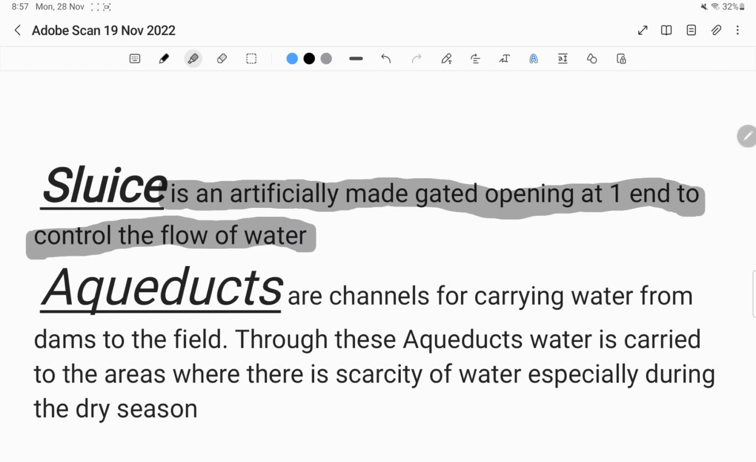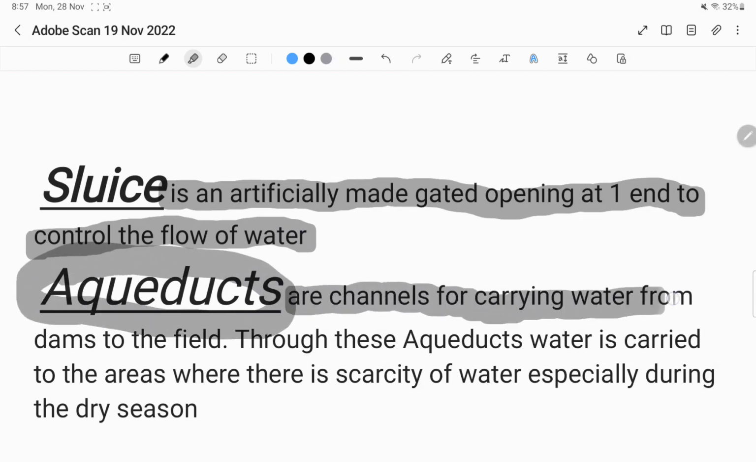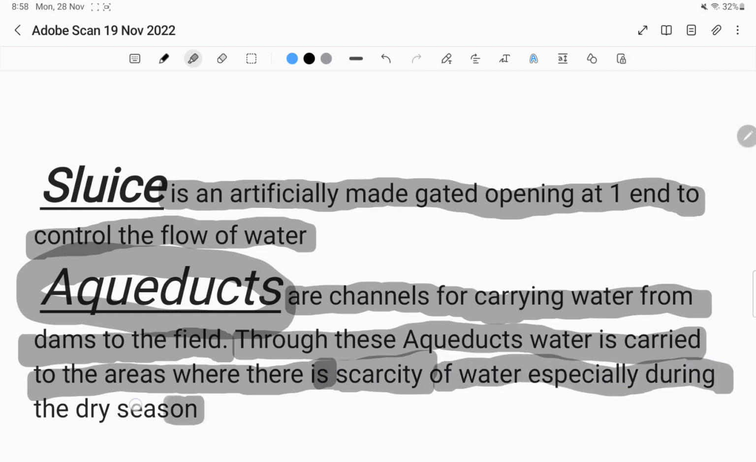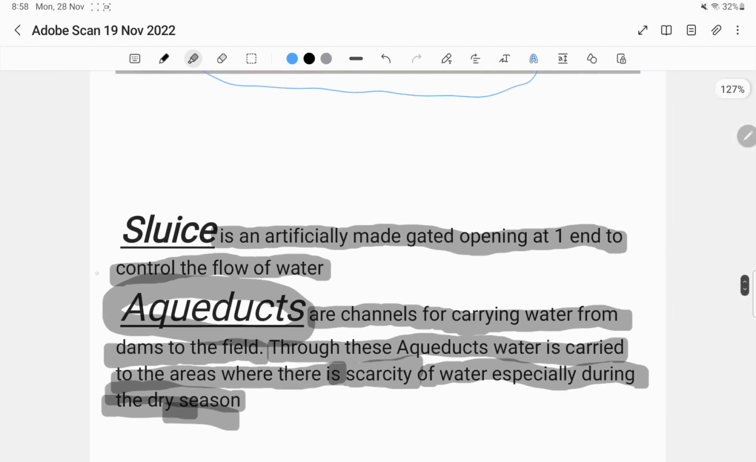And the second definition is about aqueducts. What are aqueducts? These are the channels for carrying water from dams to the field. Through these aqueducts, water is carried to areas where there is scarcity, where there is less availability of water, especially during the dry season, where there is no rain. At that time aqueducts can be used.